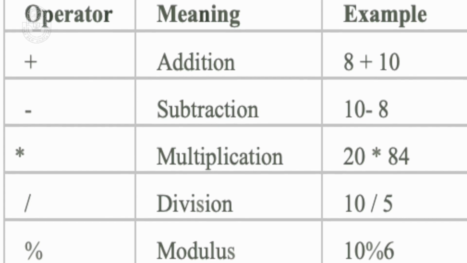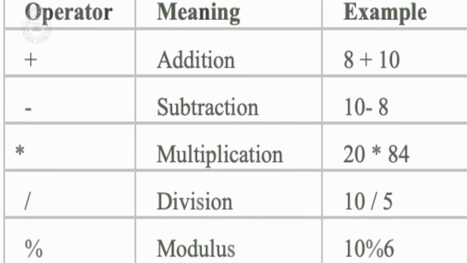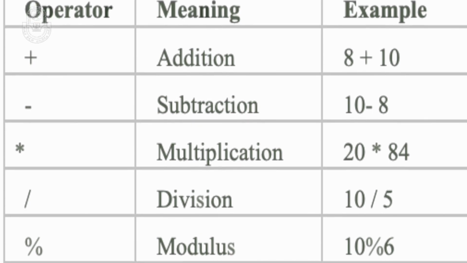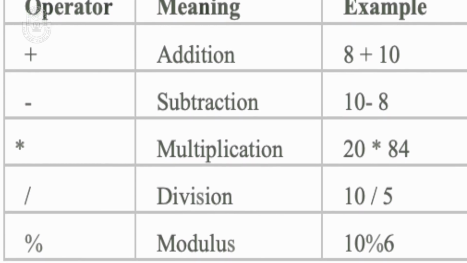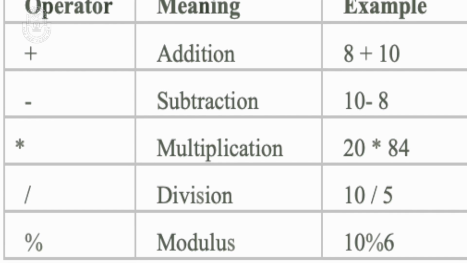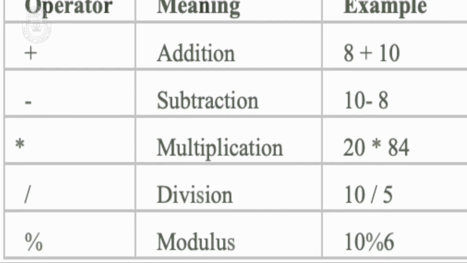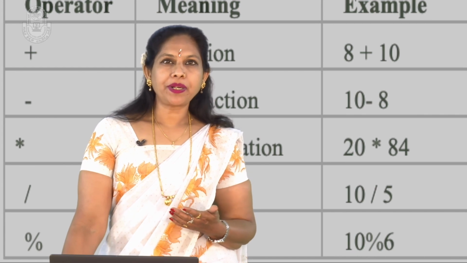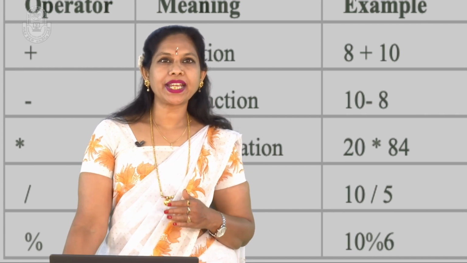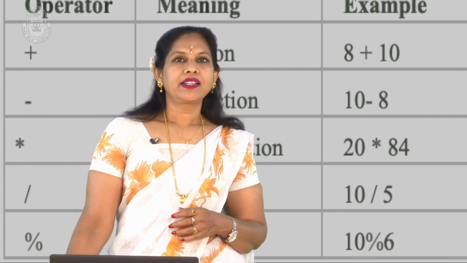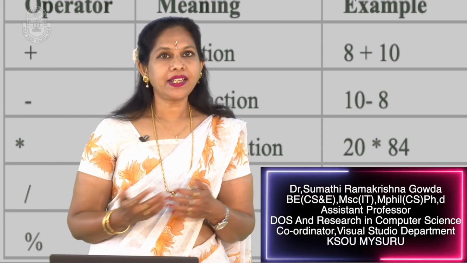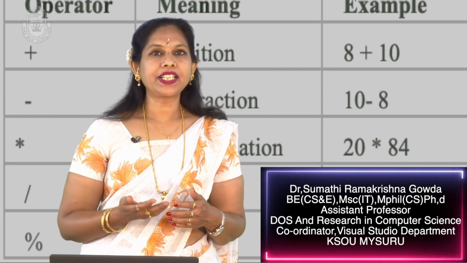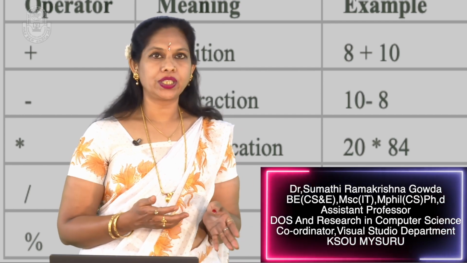Operator is slash, meaning division. Example is 10 slash 5. Operator is percentage symbol, meaning modulus. Example is 10 modulus 6. The subtraction operator is also used to negate a single operand. Integer division results in an integer. Any remainder due to integer division is ignored.